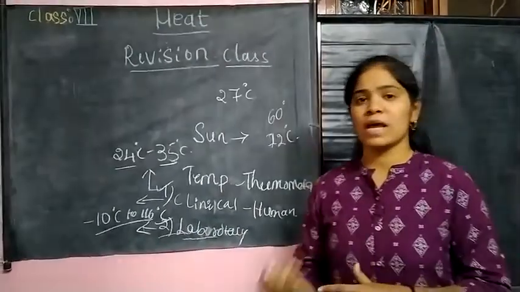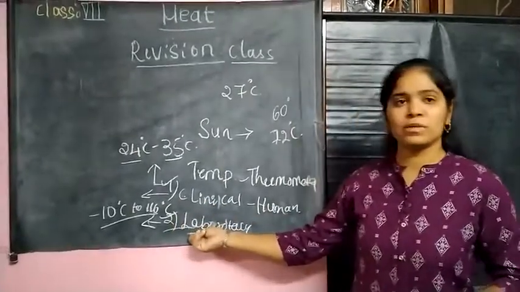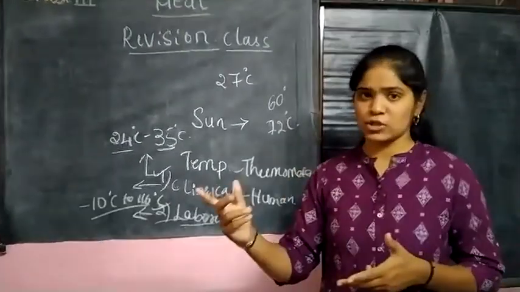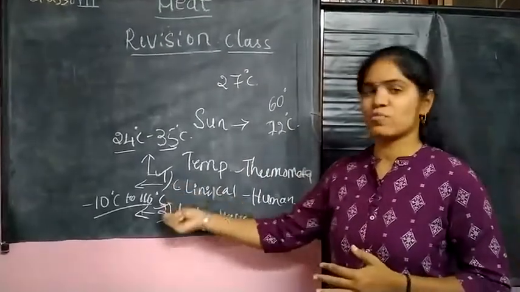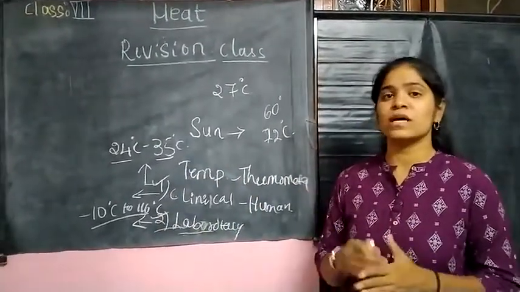So what are the similarities? These two thermometers are made up of long glass tubes. In them, mercury is filled, which is used for measuring the temperature. So these are the similarities.